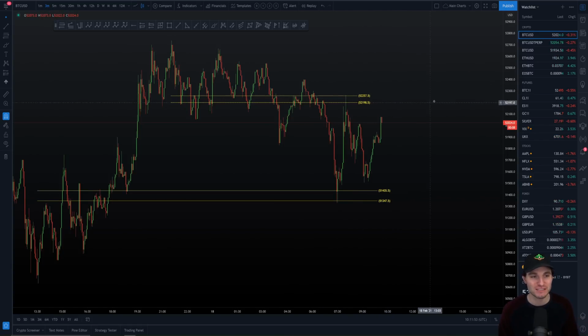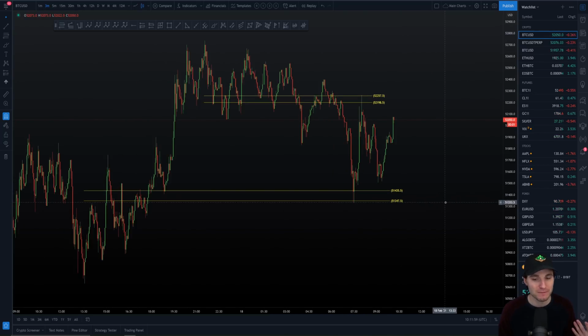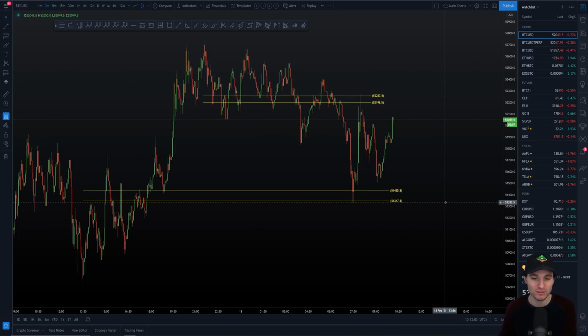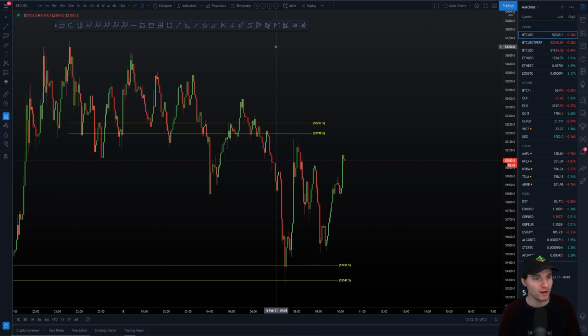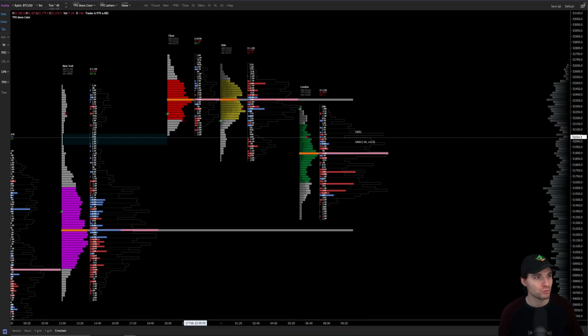If you break the higher CC, you're going to look up towards your all-time highs. And if you break your lower CC, then you're going to be looking back down towards sort of $50,200. So you've got $50,200 as support if we lose this low of the CC. And if you break this high of the CC, then I would look towards an all-time high.